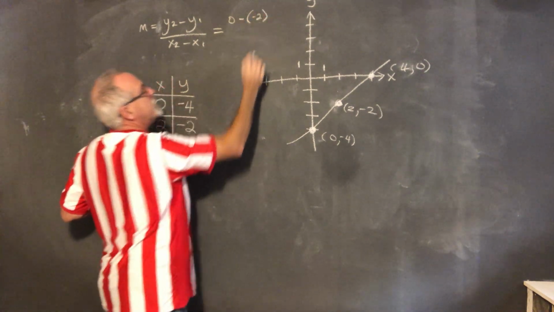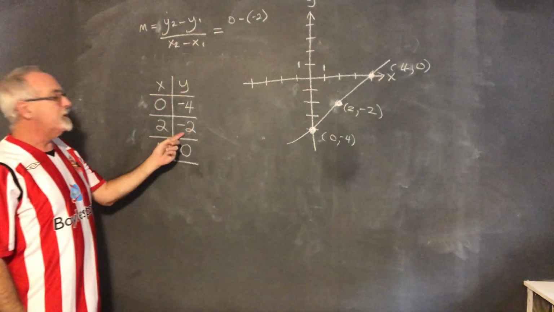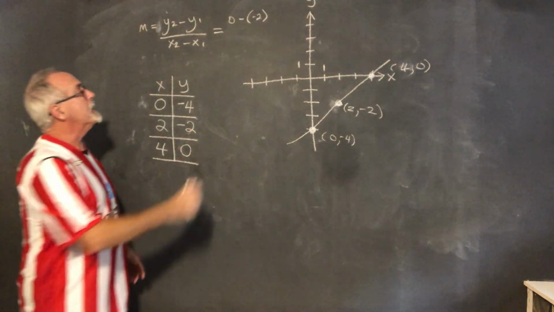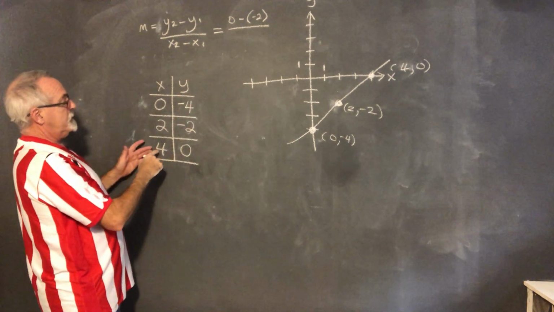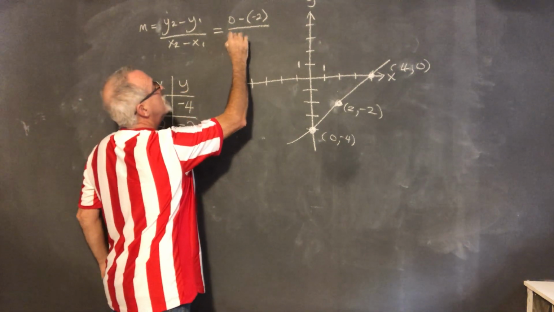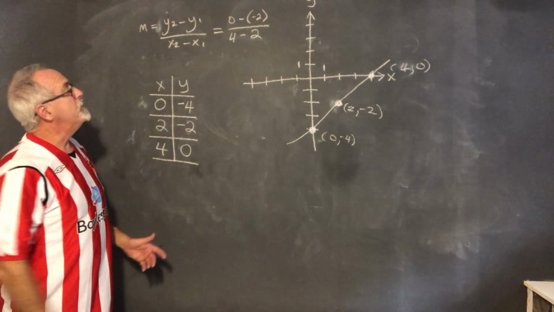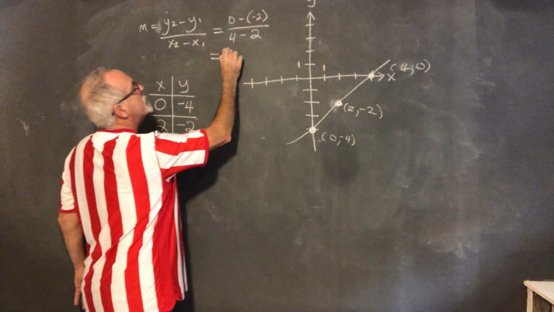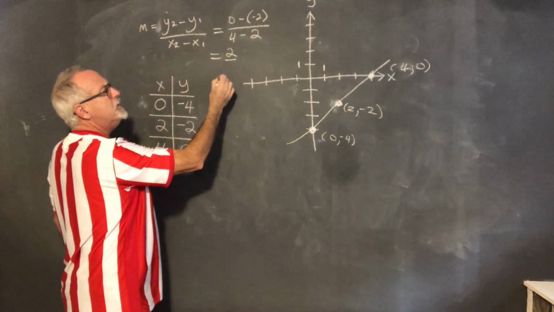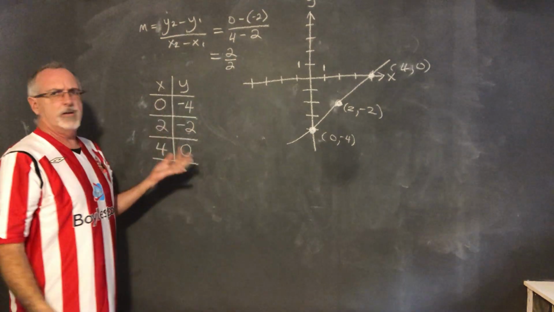I have to be careful here because there's a minus that's in the formula, and then there's also the negative sign that's in the y-coordinate that I'm plugging in. And the x is 4 minus 2. No negative signs there, but we still have the minus sign that's part of the formula. Well, 0 minus -2 is the same as 0 plus 2, and that's 2. And 4 minus 2 is equal to 2, so I have a slope of 2 over 2. My rise over run is 2 over 2.